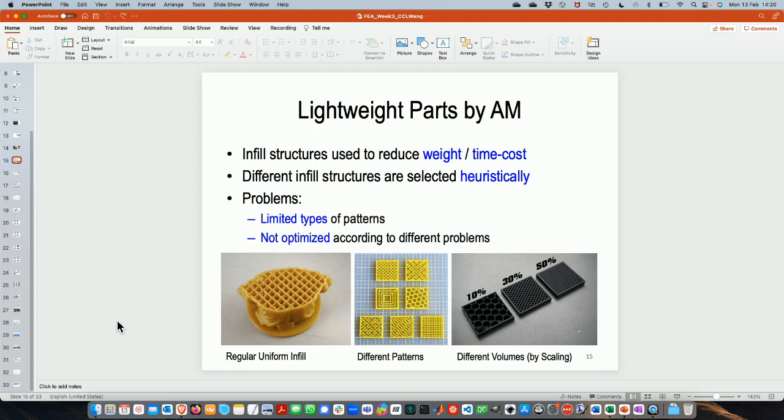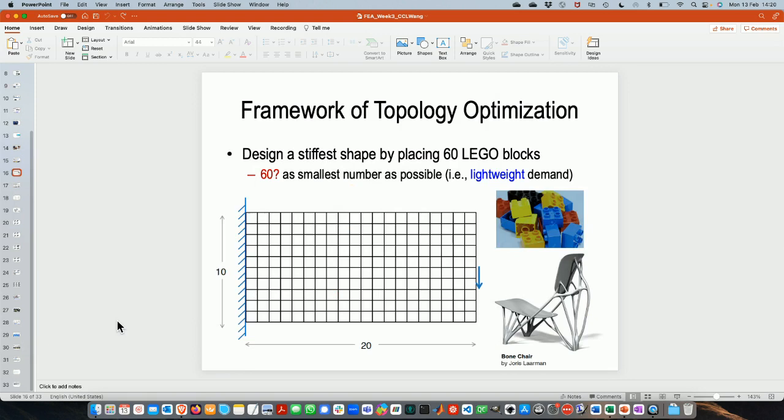Same thing with an aircraft. You want to reduce the weight of the aircraft, make it lighter and more fuel efficient, and travel longer distances at the same time. Okay, so just think of a very simple case of topology optimization before we go ahead.